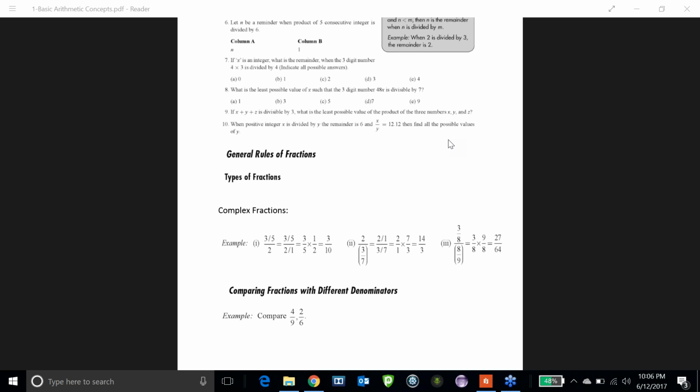And let us take if denominators are not equal. For the same example, 3 by 5, comma 4 by 10. Here, both the denominators are different. When denominators are different, what you need to do? First, you need to find the LCM of the denominators. What is LCM of 5 and 10? 5 ones are 5, 5 twos are 10. So 10 is the LCM.